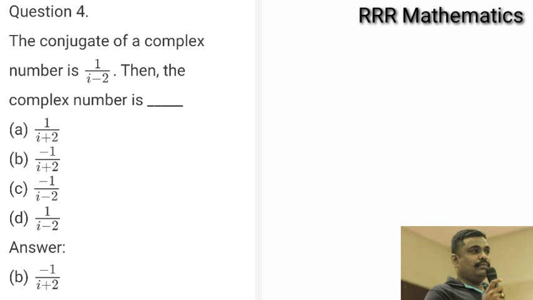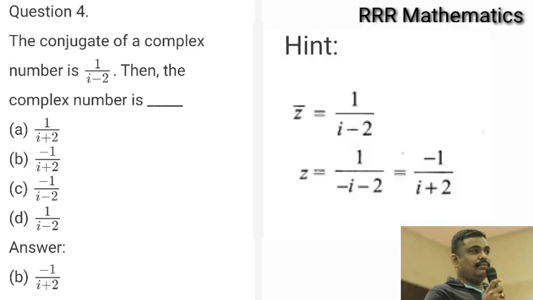Question number 4. The conjugate of a complex number is 1 divided by i minus 2. Then the complex number is dash. So in this case, the conjugate of a complex number is 1 by i minus 2. Suppose z is a complex number. So we consider z bar equal to 1 by i minus 2.